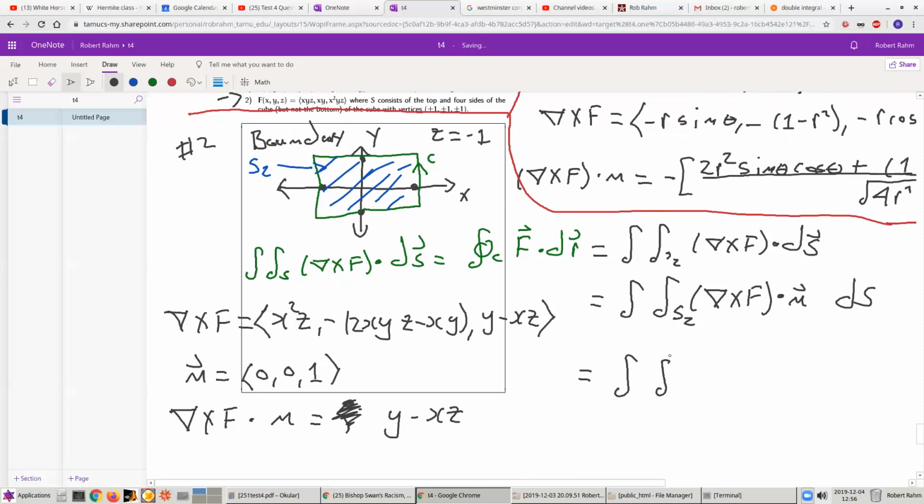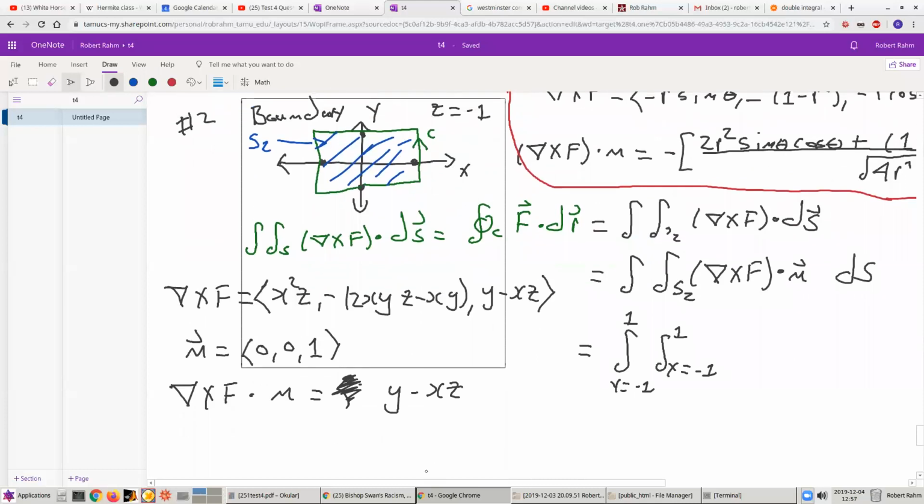So what do I mean by that? Well, the parameter domain is just going to be x goes from -1 to 1, and y goes from -1 to 1. Now the curl of F dotted with n, what is that? Well, notice that this is taking place in the plane z is equal to -1. So if z is equal to -1, this means the curl of F dotted with n is equal to y minus x times -1. So this is equal to y plus x.